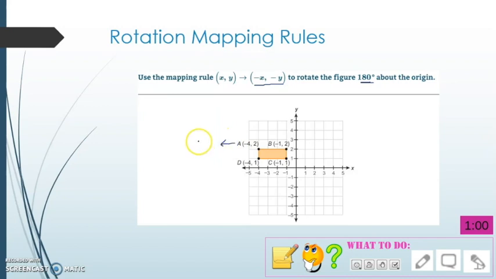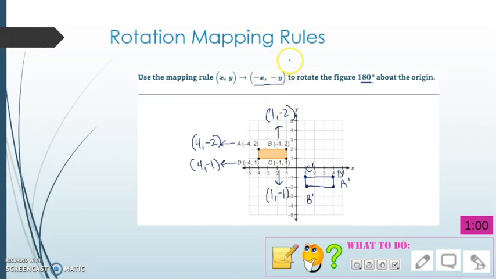So A is going to become positive 4, negative 2. D is going to become positive 4, negative 1. B is going to become positive 1, negative 2. I'm just changing the signs on both values. And C is going to be positive 1, negative 1. So then when you plot those, you can see where the rectangle rotated to. If you notice, this is the same rule as reflecting across the line y equals x. Same exact rule.